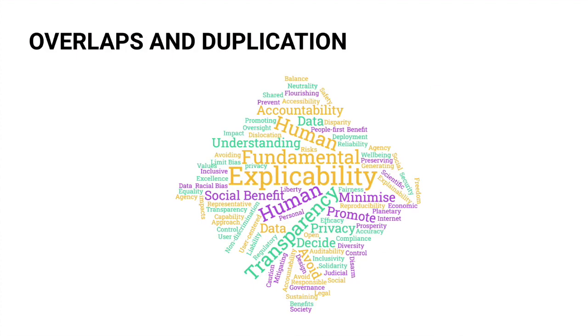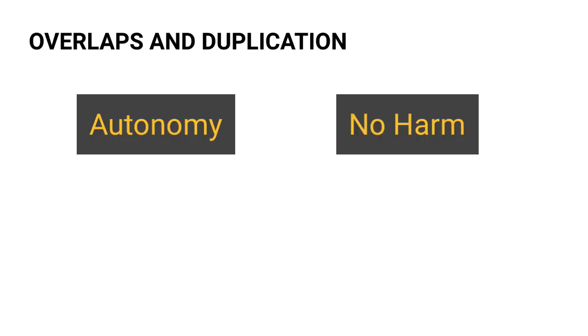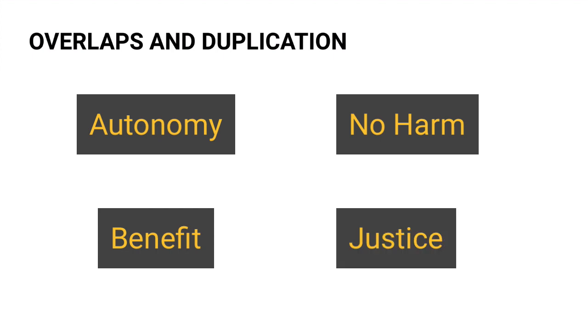And because of this, there's quite a lot of duplication. All of these initiatives keep arriving at similar conclusions. It seems that we, the Royal, generally agree on the ethical principles that matter most. The AI Ethics Lab broadly categorized all of these principles into 4 key groups: autonomy, no harm, benefit, and justice.